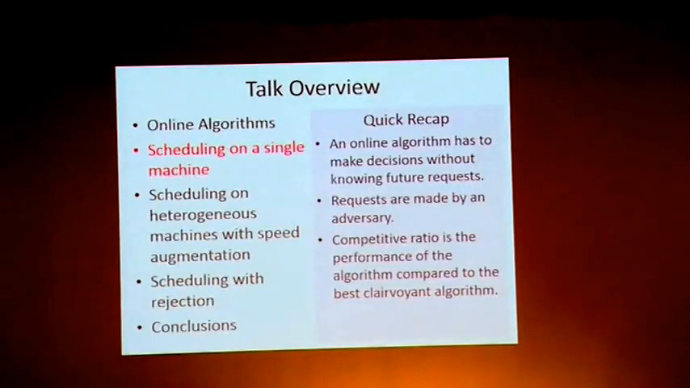So, I'm now going to start talking about scheduling. And just as a quick recap, what we said was an online algorithm has to make decisions without knowing future requests. Requests are made by an adversary, and competitive ratio is the ratio of the performance of our algorithm to the best algorithm which knows all the requests. Okay, on to scheduling.